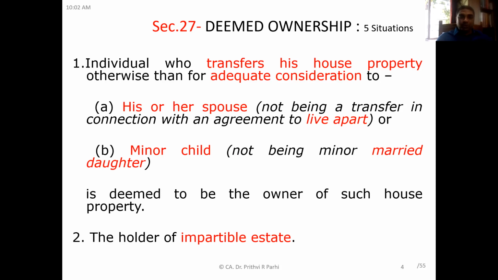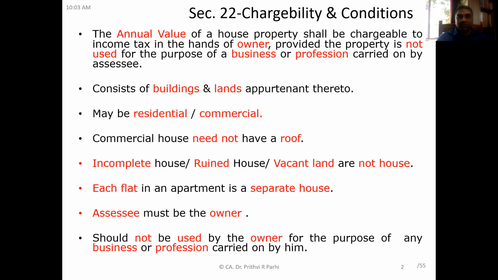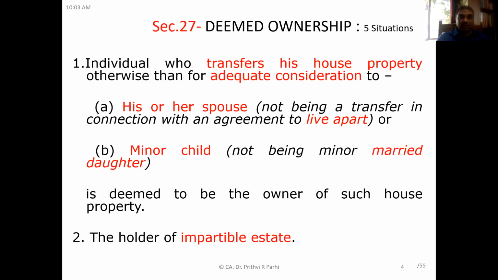Yes, sir. So this ownership part, ownership related principles, will be over. Now, if you look at section 27, these 5 situations are there. The first situation is that an individual who transfers his house property otherwise than for adequate consideration. Now, there might be an issue: what is adequate or inadequate consideration?